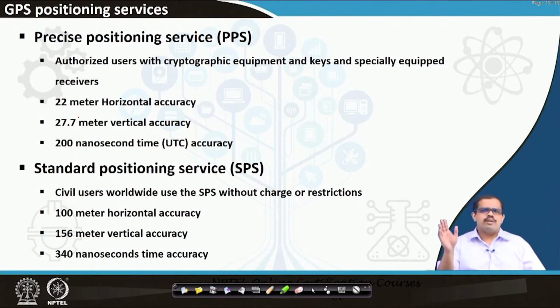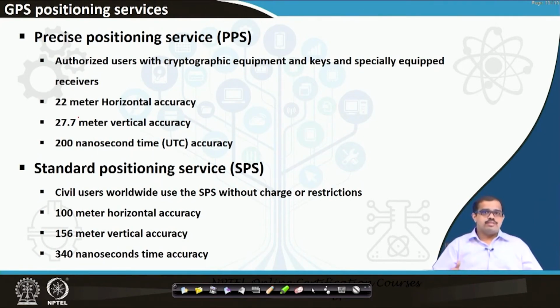This you would have seen many times when you are actually locating a point on the earth surface. Many of the users would have faced this particular issue when you are actually navigating. And the other positioning service is called the precise positioning service.